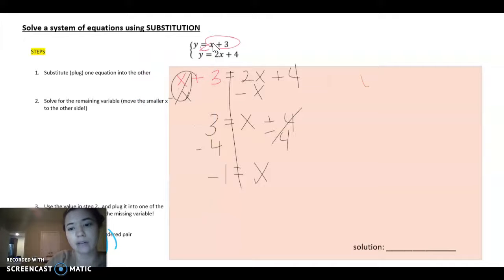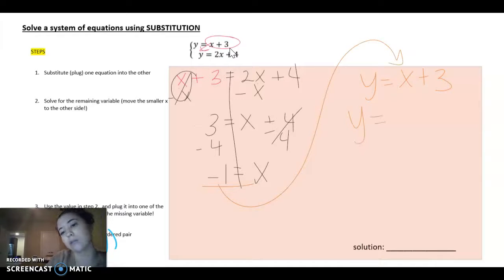So we have y equals x plus 3. You could plug it into either one of these equations and you'll get the right answer. I just like x plus 3. It looks a little smaller, so I think it might be easier. I'm going to take this x value and plug it in for x. And we get y equals 2.